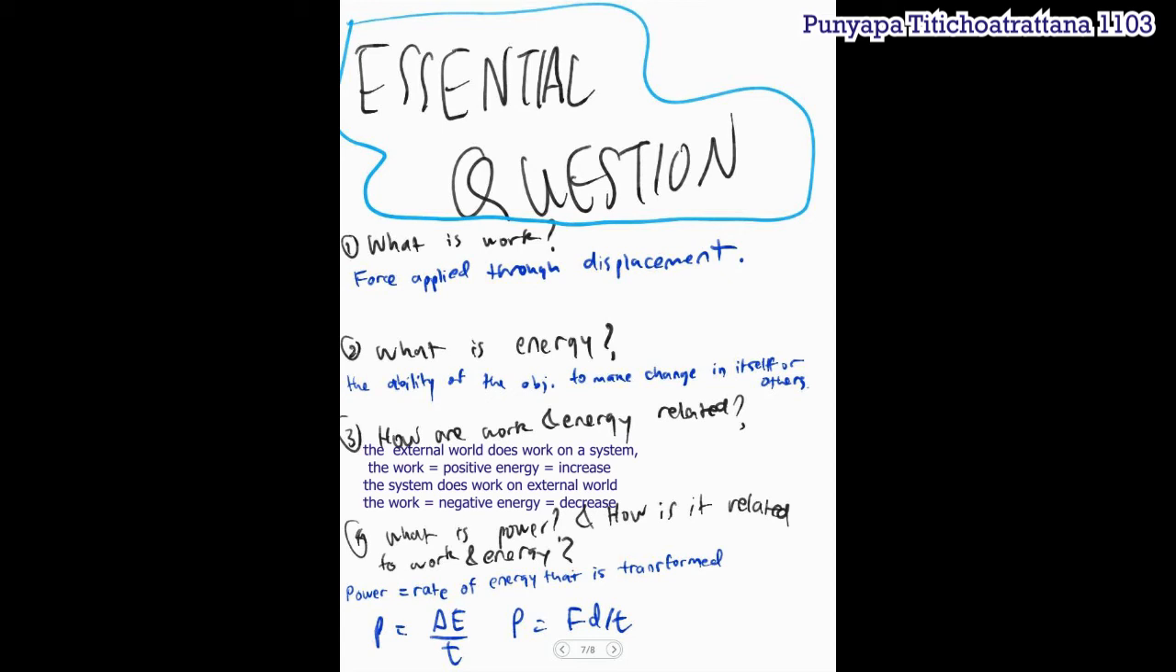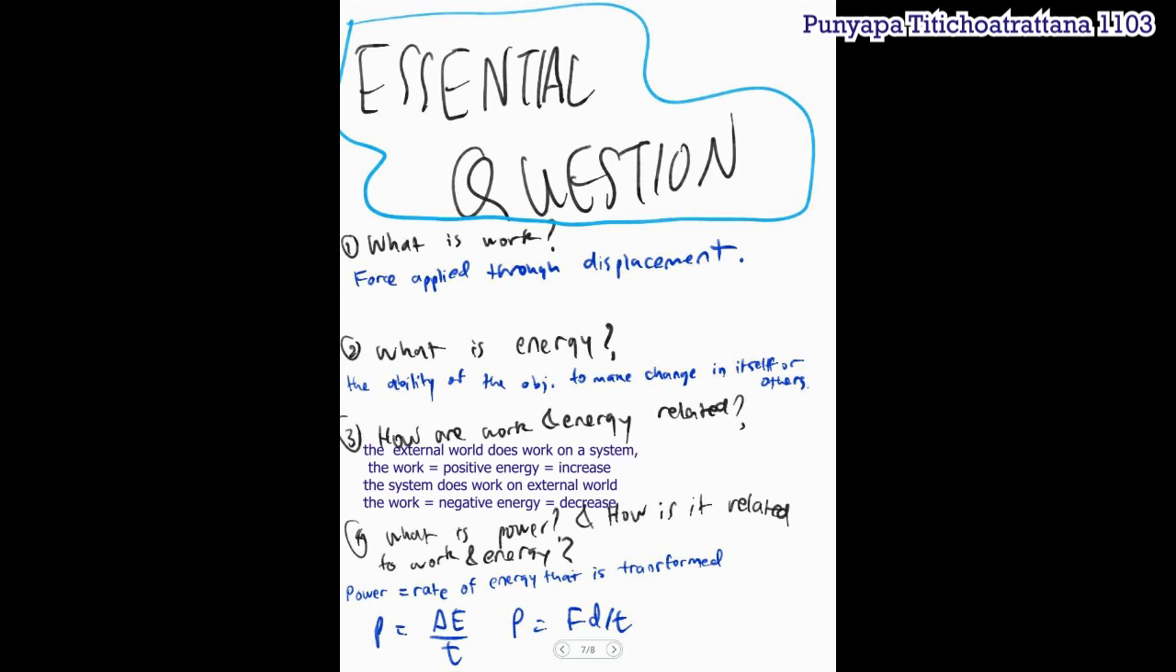As I mentioned before, if the external world does work on a system, the work, W, is positive and the energy inside the system is increased. But if the system does work on the external world, the work is negative and the energy inside the system is decreased.